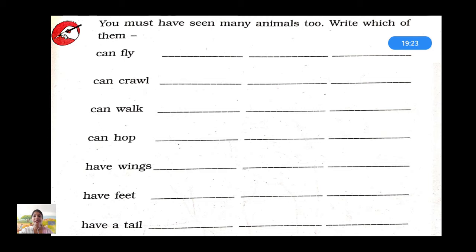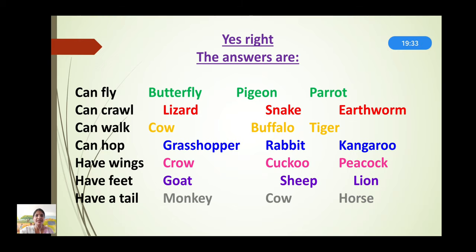Yes, very good. Now quickly we'll check the answers. The answers may vary, but just check whether you have written correct answers. Yes, right. The answers are, now animals that can fly are butterfly, pigeon, parrot. Animals that can crawl, lizard, snake, earthworm. Walking animals, cow, buffalo, tiger. Yes, hopping animals like grasshopper, rabbit, kangaroo. Have wings, crow, cuckoo, peacock.